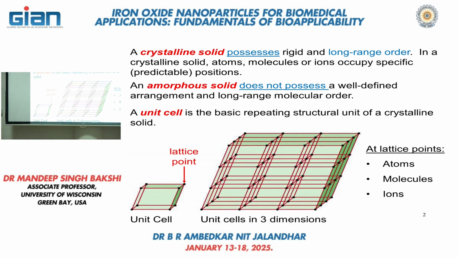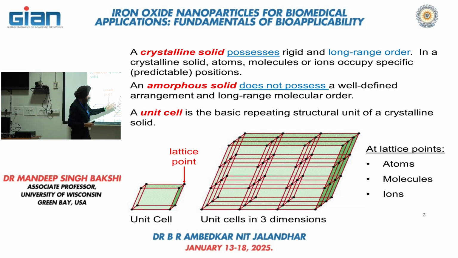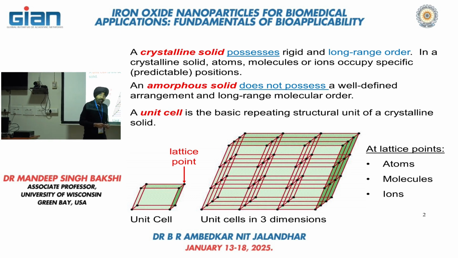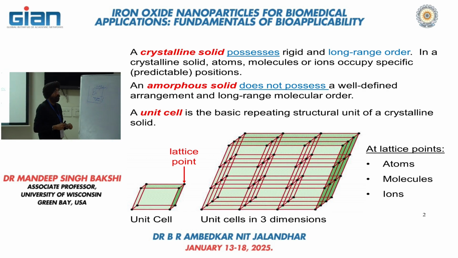So therefore, there is a contrasting difference between the crystalline and the amorphous solids, and the repeating units which repeat in three dimensions are known as the unit cell. It is the basic repeating structure of a crystalline solid. In the case of amorphous solid, we do not have such kind of entity which could repeat in three dimensions. But in the case of crystalline solid, this is the case.